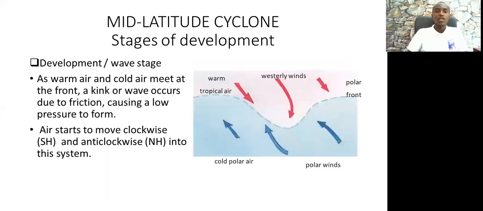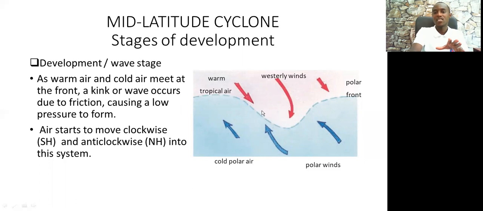Then what we have now is that as warm air and cold air meet at the front, a kick or a wave occurs due to friction that causes a low pressure to form. So as you can see here, when these two meet, a wave forms here, and that results in the circulation of the air.